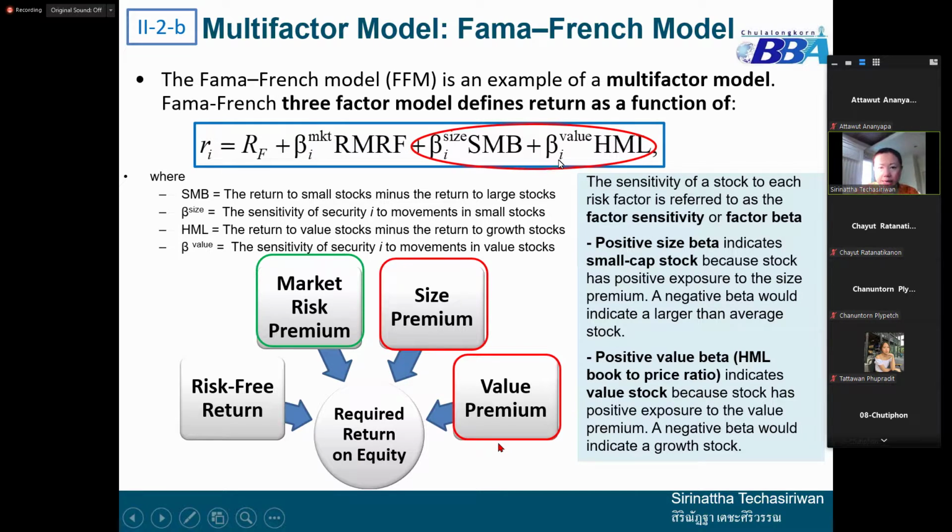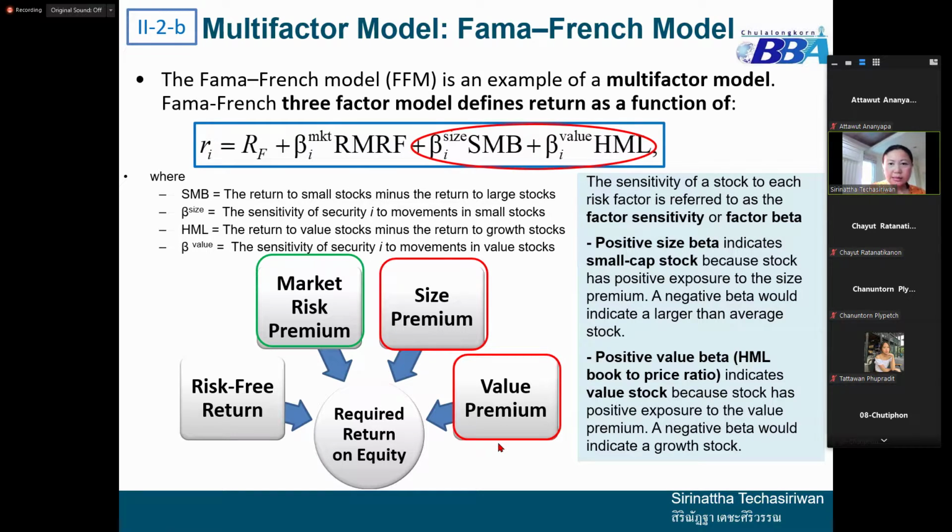And the other term that Fama French suggest we should add to the CAPM model is the so-called high minus low. So what is this high minus low? It is the return of high book to market ratio minus low book to market ratio. Book is the book value of equity.